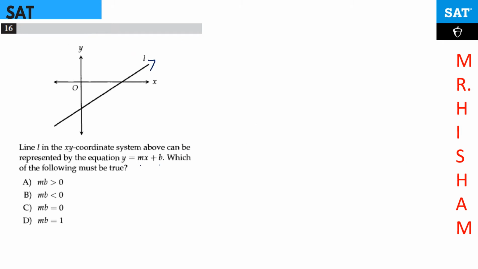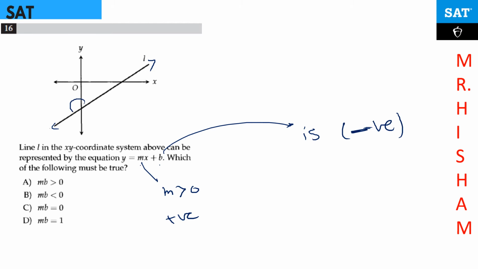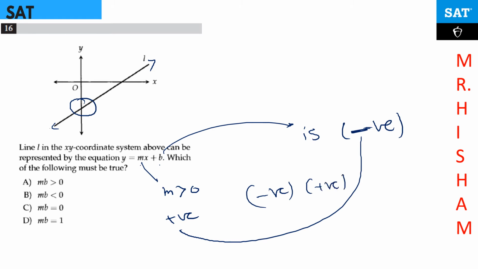The straight line given to you here, the slope is positive because it's moving from down to up. And the b, or the y-intercept, here is negative. As we can see, the intercept part here is negative. So when I multiply negative by positive, it should be negative. And negative is smaller than 0. So the right answer is B.